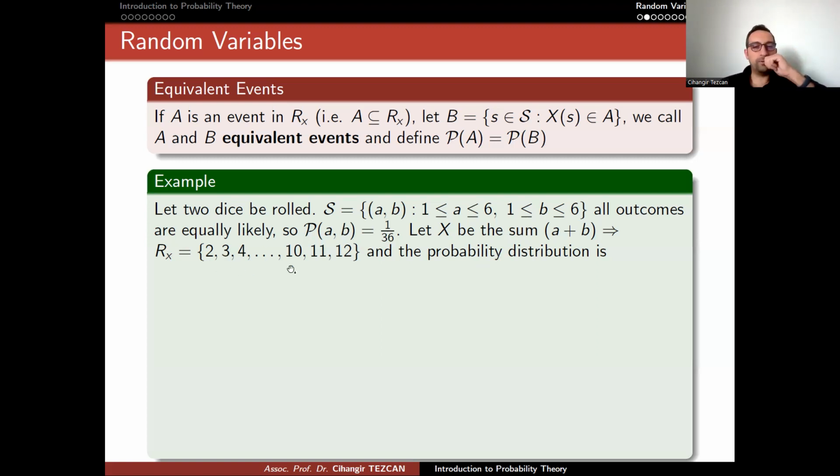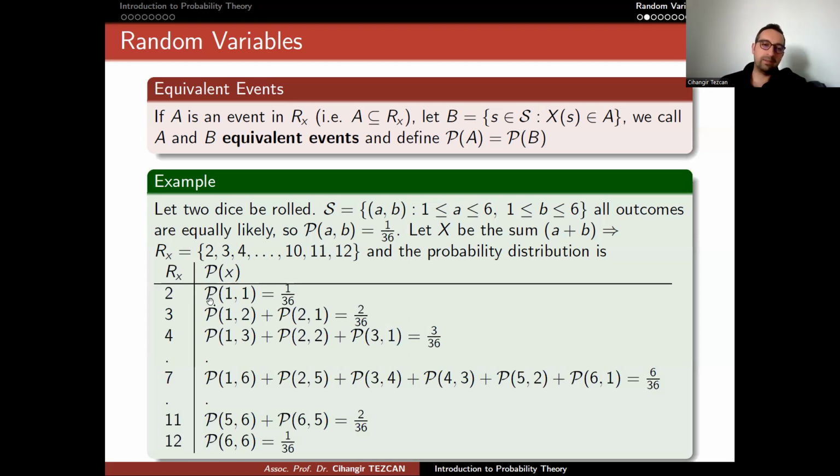So observing these values has different probabilities. If we write the range of X, the sum being 2 has probability 1 over 36, but it being 3 has probability 2 over 36, then 3 over 36, and so on. At 7, we will see the maximum probability, which is 6 over 36, which is 1 over 6, and it goes the other way until 1 over 36 to observe 12. Okay.